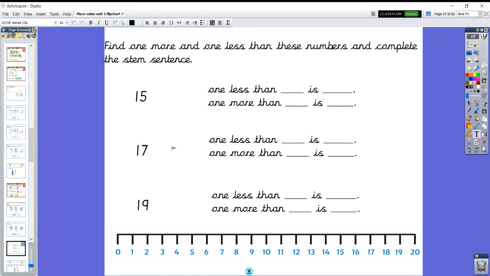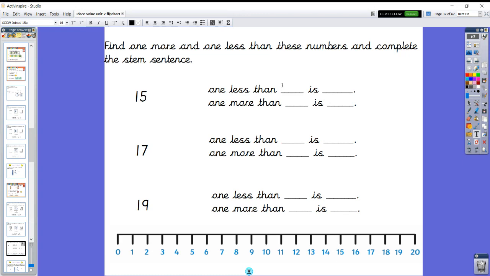We've got the number, what number is this? 15, that's right. What about this one? 17, and what about this one? 19. Okay, so we've got 1 ten and 5 ones, 1 ten and 7 ones, and 1 ten and 9 ones. I want you to have a go at all of those stem sentences. You can either write them down or just say them aloud with somebody at home with you. Pause the video, go through those ones, and then we will do it together.